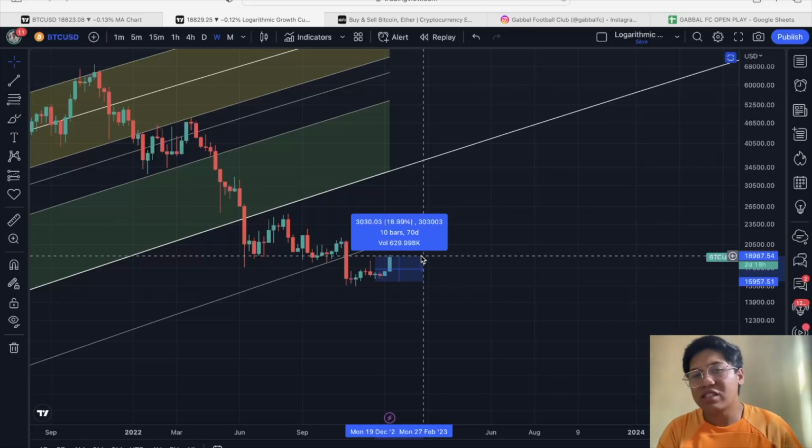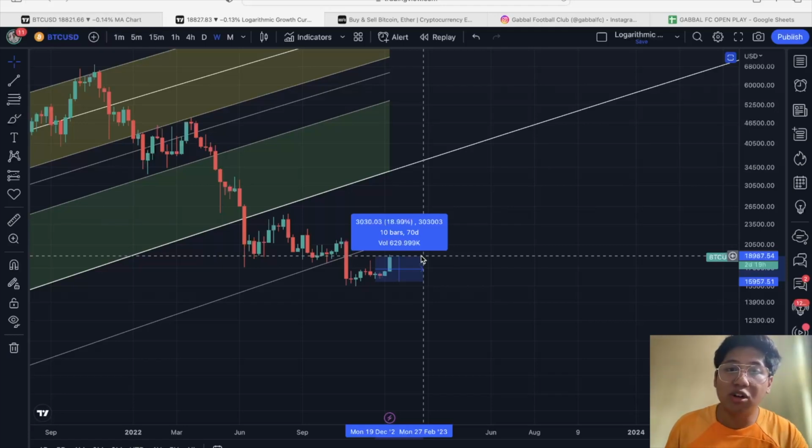na pwede mong gawin if let's say ayaw mo pa mag-futures, then of course, spot trading talaga is the best thing to do. And yes, you can see that simple spot trade alone lang, wherein you are just going to buy at the bottom and then hati-hati mo yung pera mo, tapos buy ka ng different buying levels. As you can see, in those simple trades, you are already in profits.